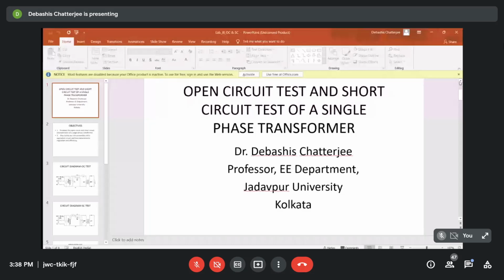Now if you look at the elements of the equivalent circuit, there are 6 elements. One is primary.